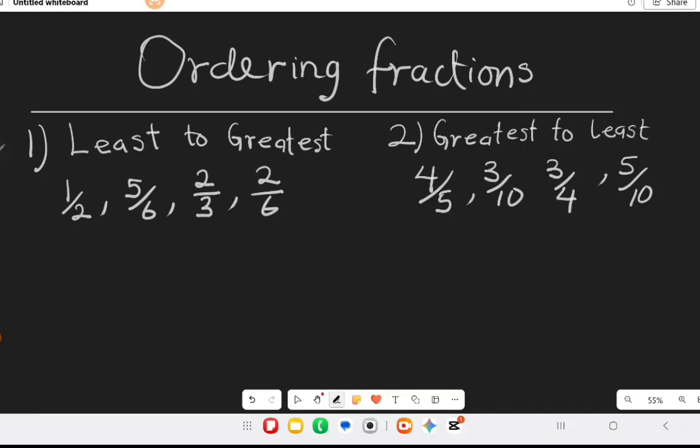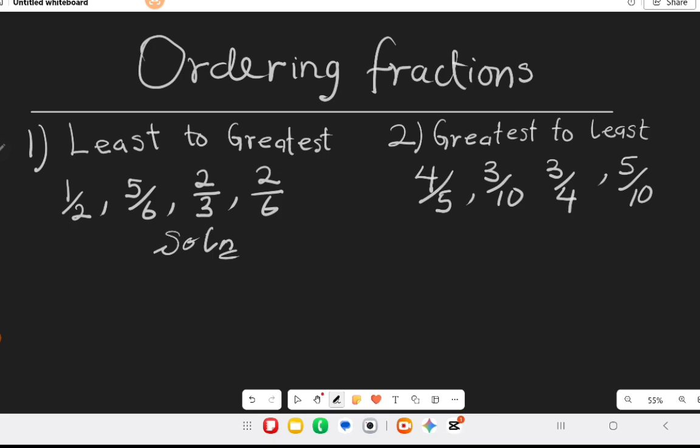Today I'm going to show you ordering of fractions. First, we have least to the greatest, and second, we have greatest to the least. Least to the greatest: we have 1 over 2, 5 over 6, 2 over 3, 2 over 6. Now, what we do for the first one, we say solution.